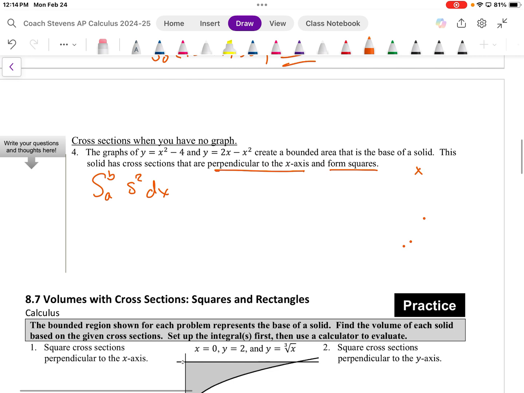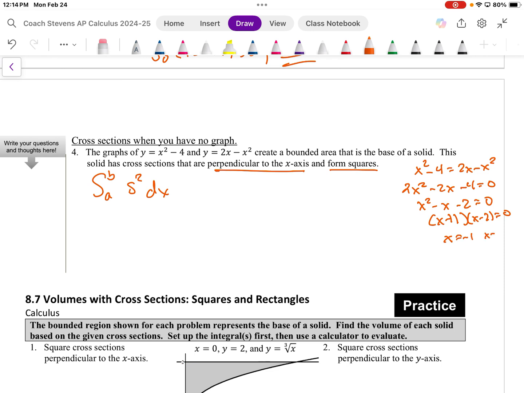So when does x squared minus 4 equal 2x minus x squared? Well, let's see. Doing some fancy footwork in math. Add that across. Actually, we're going to add and then subtract. So that's 2x squared minus 2x minus 4 equals 0. Divide through by 2, I get x squared minus x minus 2 equals 0. So x plus 1 and x minus 2. So x equals negative 1 and x equals 2. So I know I'm going from the integral from negative 1 to 2.